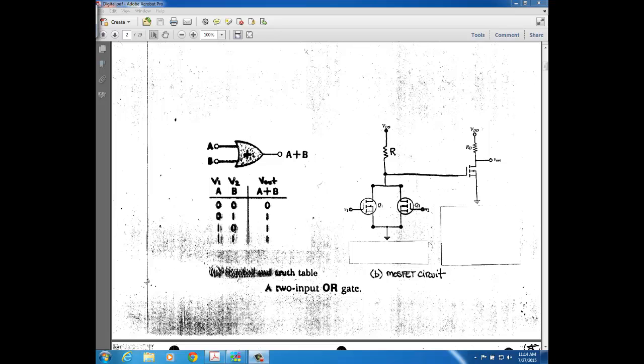Okay, continuing on with our videos on various logic gates. This video looks at an OR gate.